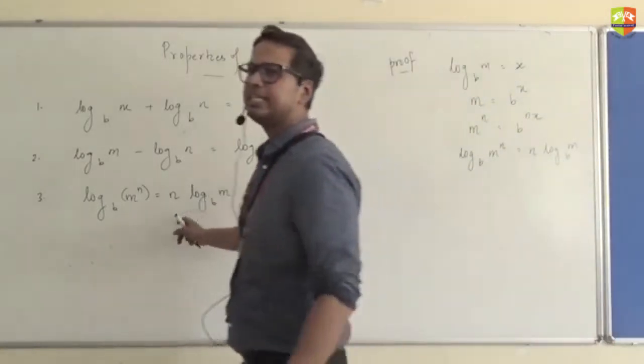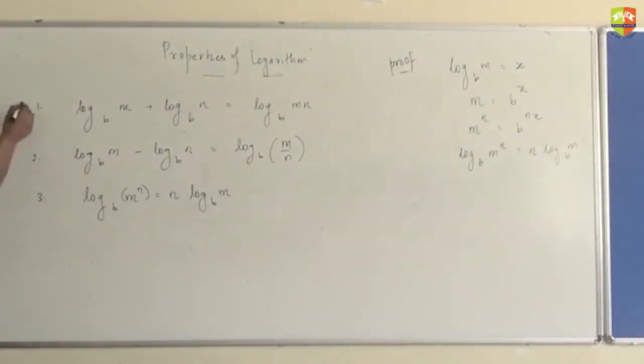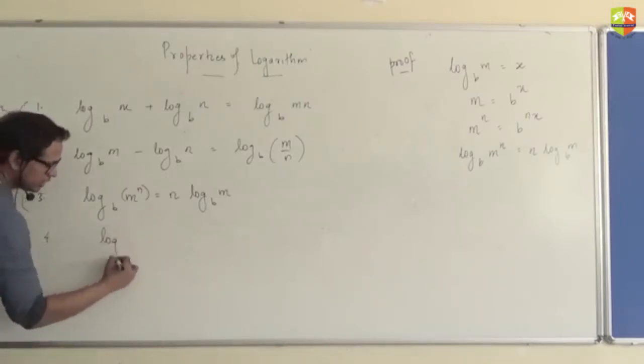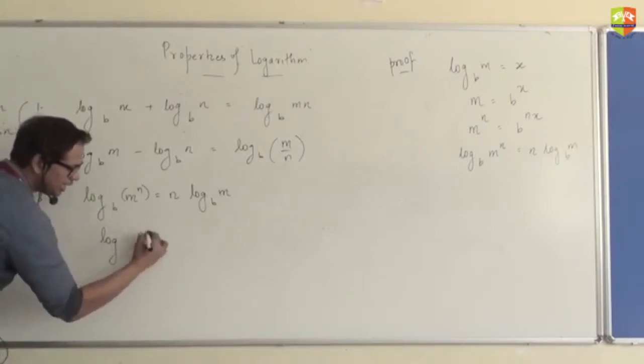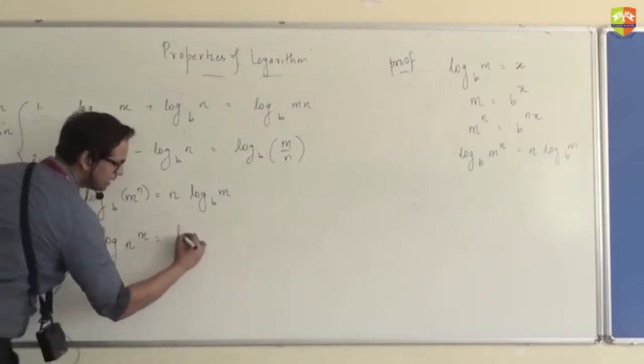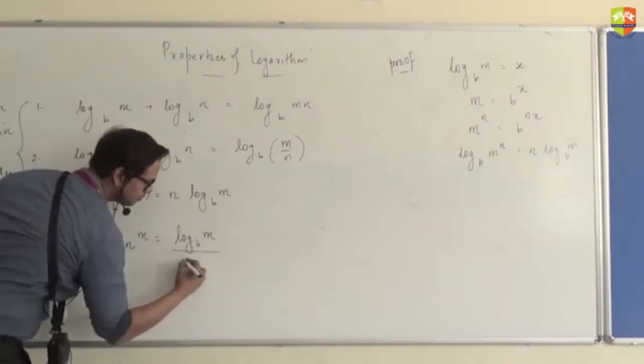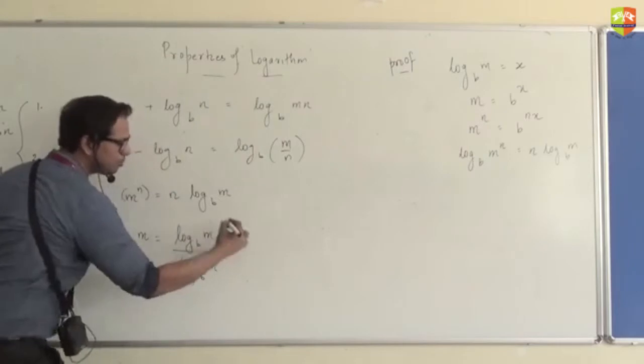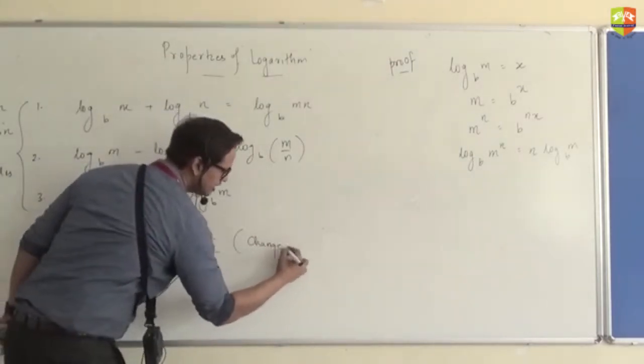Again, these all three properties are very useful for calculations. They are used in calculations using log tables. In log tables, your base is taken as 10. Next property, property number 4. Log m to the base n can be written as log m to the base b by log n to the base b. This property is called change of base property.